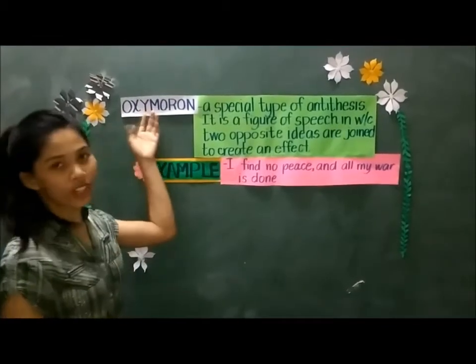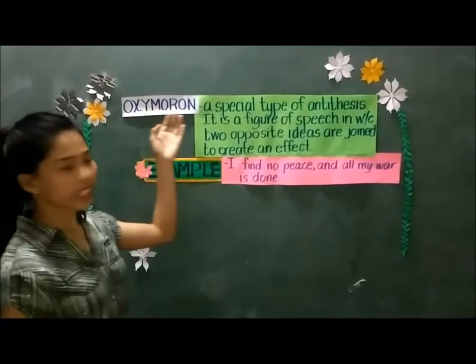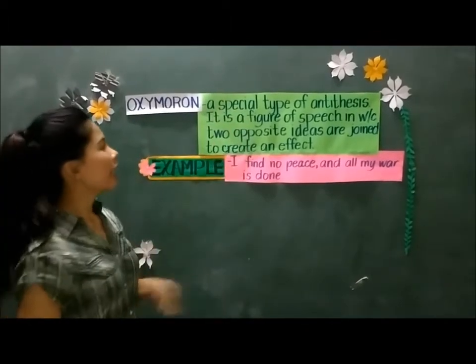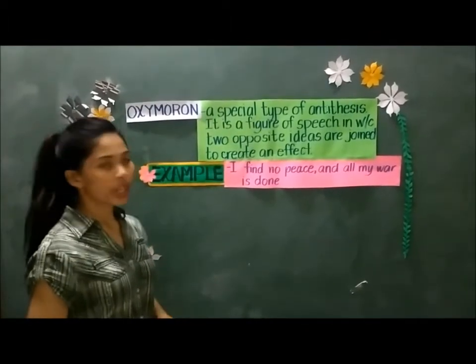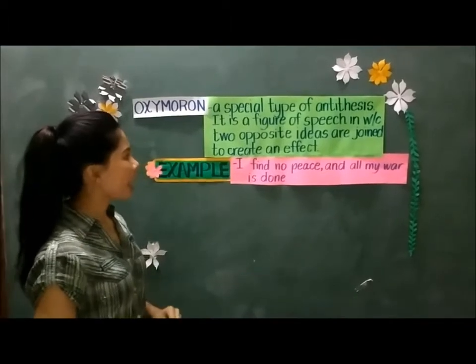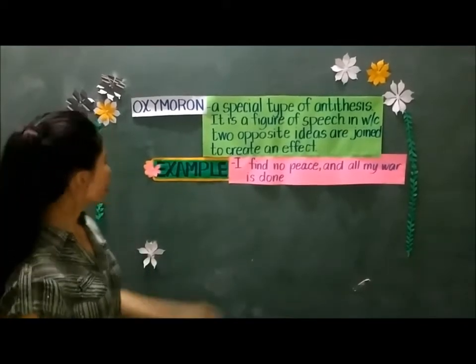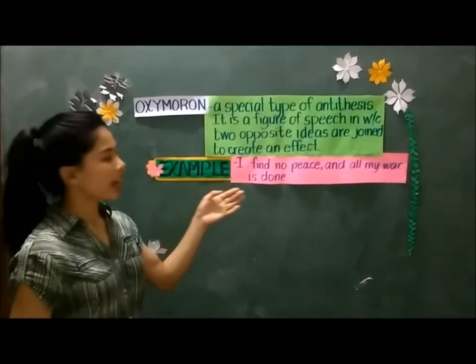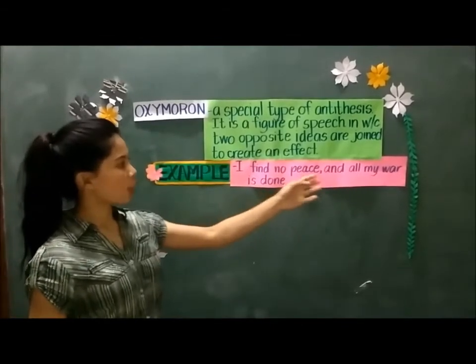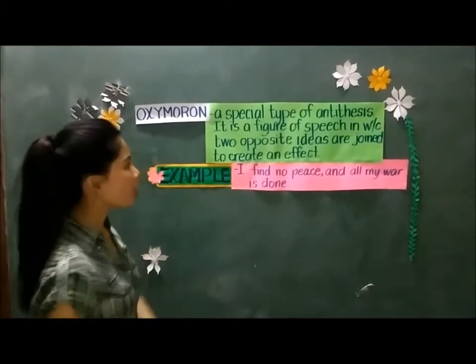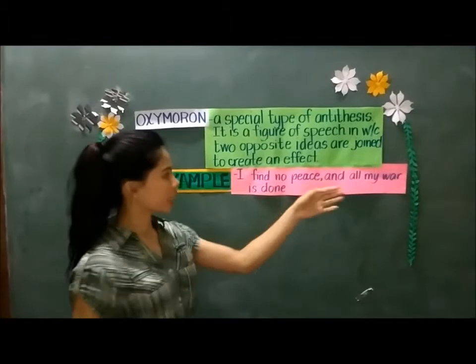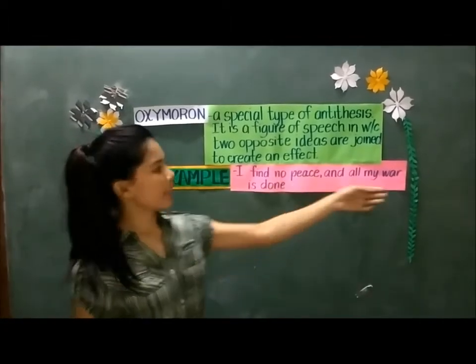The second one is oxymoron. So oxymoron is a special type of antithesis. It is a figure of speech in which two opposite ideas are joined to create an effect. So example of oxymoron is, I find no peace and all my war is done. The two opposite ideas that are being joined here are peace and war.